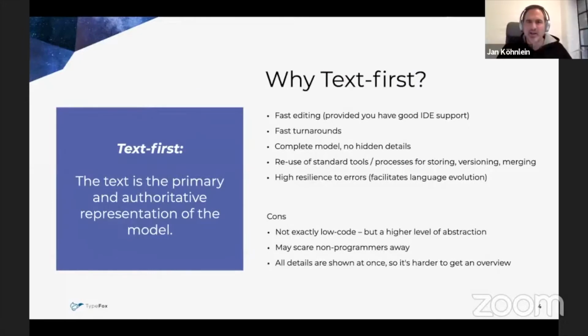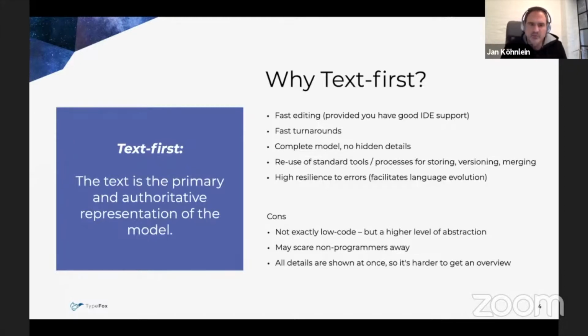Why text first? We've been experimenting a lot with graphics and text and stuff like that. And text has a few real benefits compared to graphics. First of all, it's really fast to edit. With a keyboard, you will always be faster than with your mouse or touchpad or whatever tool you use to build your graphical models. You will have very fast turnarounds. You will always see the entire model. There are no hidden details.